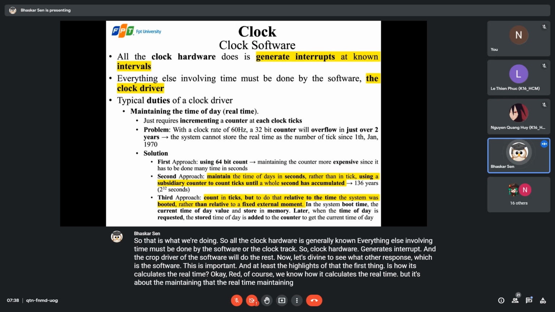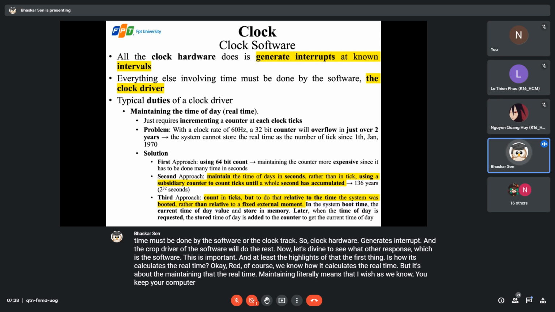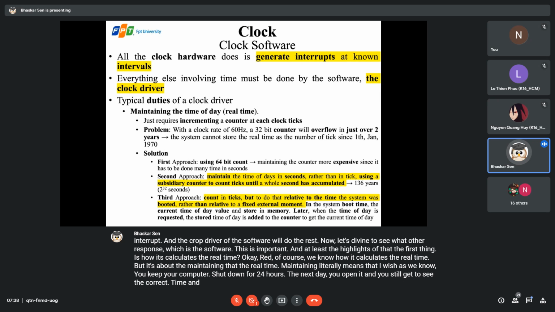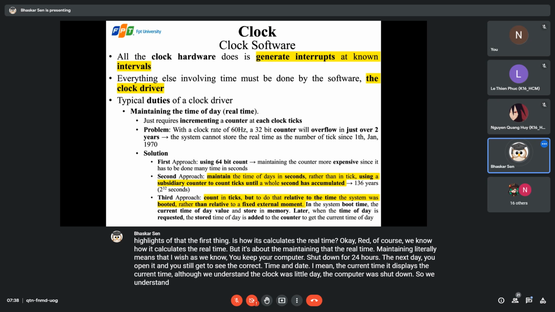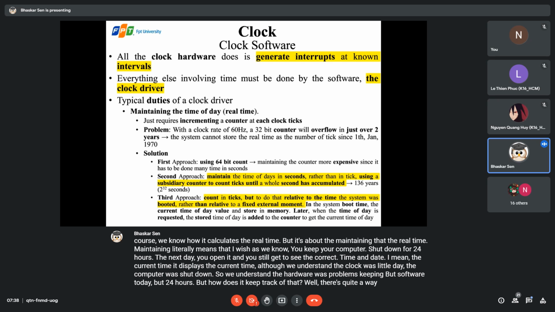Maintaining literally means that, as we know, you keep your computer shut down for 24 hours. The next day you open it, and you still get to see the correct time and date. I mean, the current time. Although we understand the clock was literally dead, the computer was shut down. So the hardware was probably still ticking, but software is definitely dead for 24 hours. But how does it keep track of that? Well, there are quite different ways to do that.